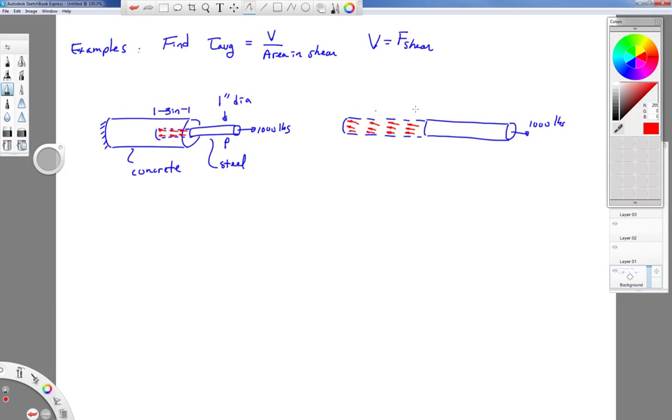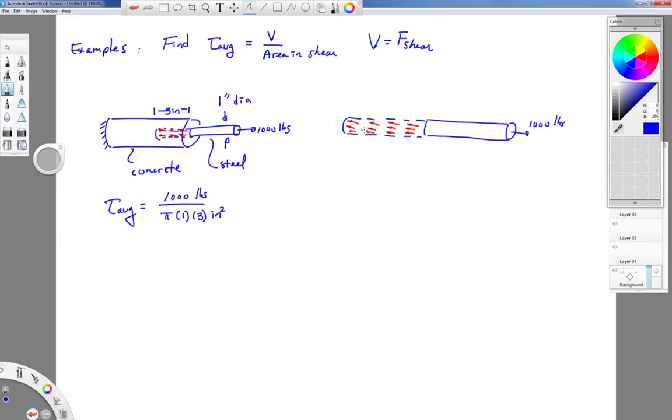Now, to calculate the average shearing stress, it's fairly straightforward. Our average shearing stress in this case is going to be our force that causes the shearing stress, 1,000 pounds, divided by the area in shear. Now, the area that we're talking about has a shape of a cylinder. And the way that we can find the area of that is the circumference, pi times d, times the length that it's embedded in the concrete. It extends over 3 inches. So this would be the value of the average shearing stress.